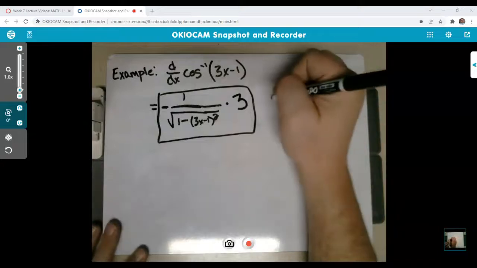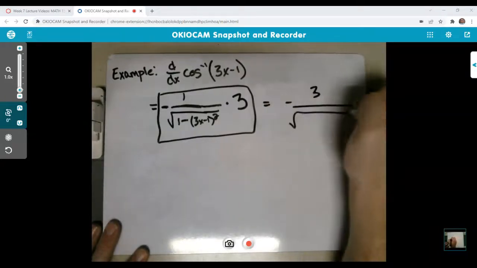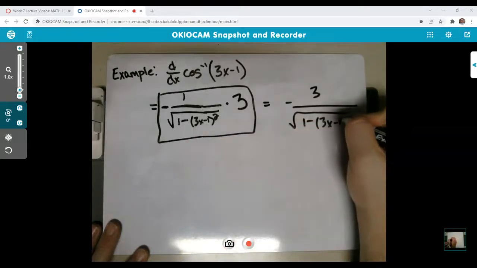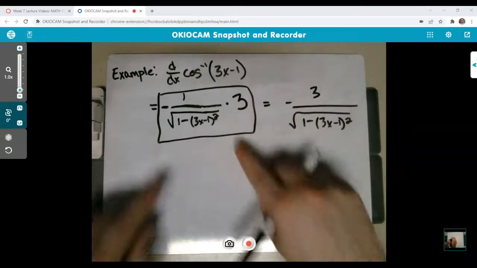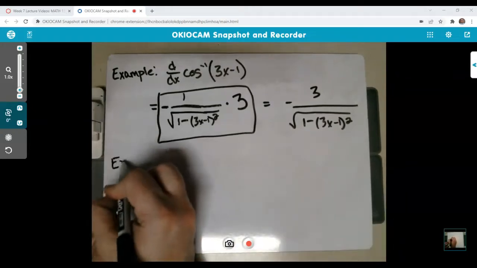If you wanted to, you could simplify this to be negative 3 over square root of 1 minus, and then you could square this out if you wanted to. It doesn't really matter though, so I am fine if you just stop with this, and that's okay. Let's do another example.